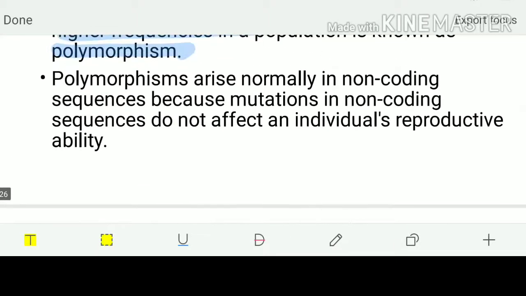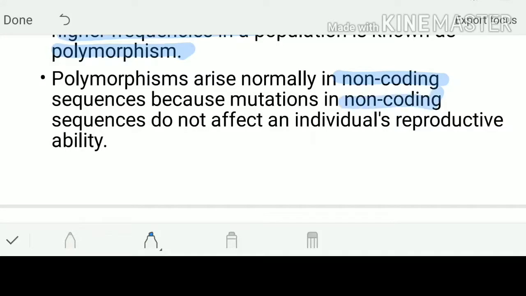And this polymorphism arises normally in the non-coding sequences, because a mutation in the non-coding sequences does not affect the individual's reproductive ability.